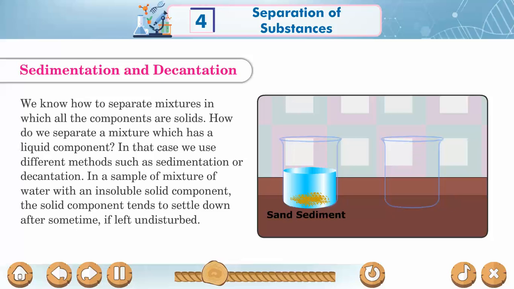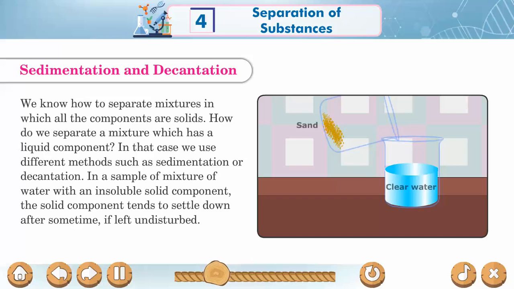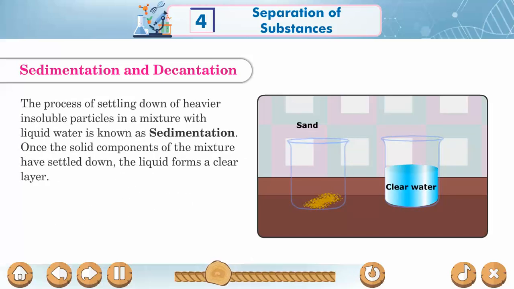In a sample of a mixture of water with an insoluble solid component, the solid component tends to settle down after some time if left undisturbed. The process of settling down of heavier insoluble particles in a mixture with liquid water is known as sedimentation.